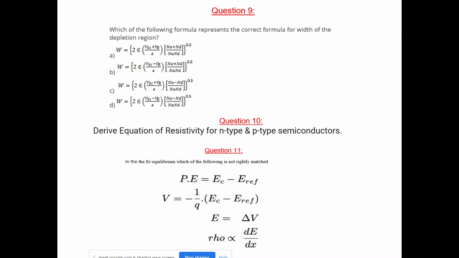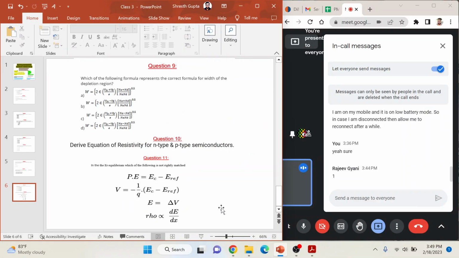Yeah. Question number 9 is this, a simple straightforward question. Which of the following formulas represents the correct formula for width of the depletion region? If you know it, then tell. If not, then I'll tell the answer definitely.